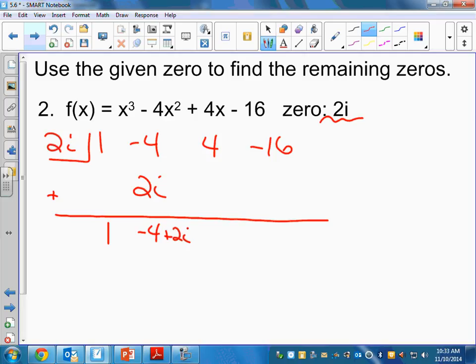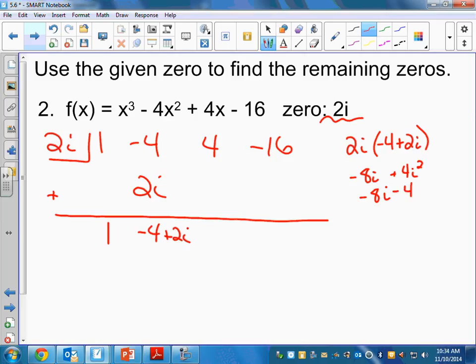Now I'm going to take this and multiply it by this. I call this my side work. I'm going to actually work it out over here. So I'm going to take 2i times negative 4 plus 2i, because that's what I'm going to write in the next spot. And 2i times negative 4 is negative 8i. And 2i times 2i is 4i squared. But what do we know about i squared? i squared equals negative 1, so this is really negative 8i minus 4.